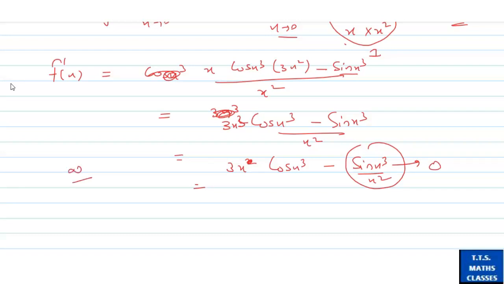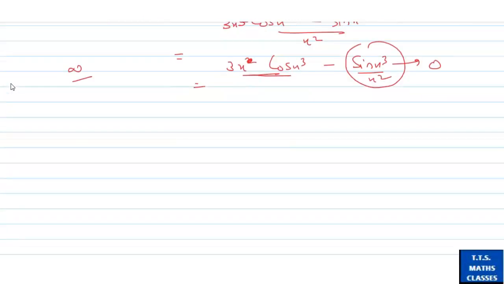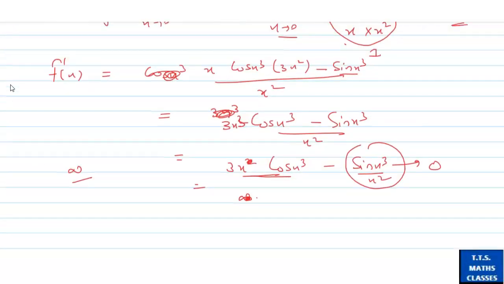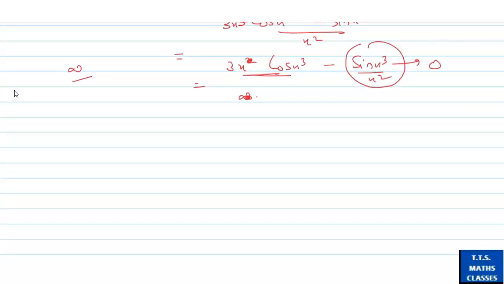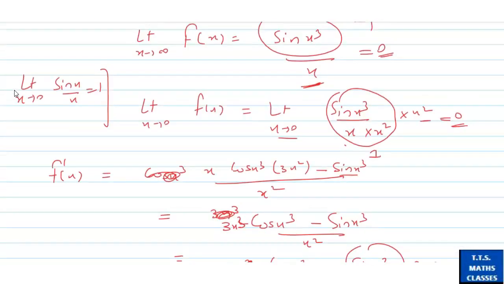Now we have to check whether it is bounded or not. At an endpoint, first of all we check at infinity. So now we check this term: is it bounded or not? It will be 0. Now we have to check the other term at infinity. It will be infinity into 0, not exactly 0. So 3x into cos x cube, exactly we can say the limit does not exist.